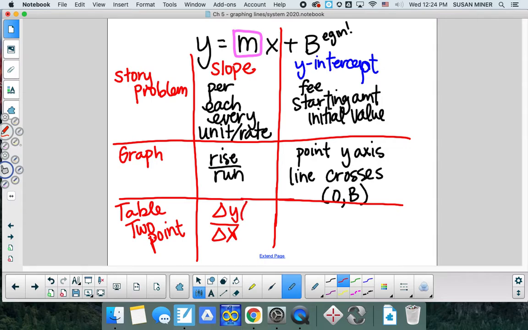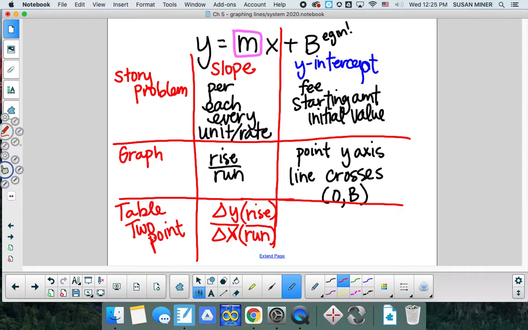And this represents my rise, and this represents my run on my graph, right? And so that's why we look for the change, because we really are trying to find out how much did it rise up between 2 points, and then how much did it run across the graph between 2 points.